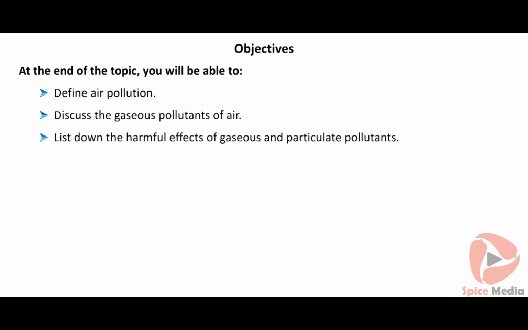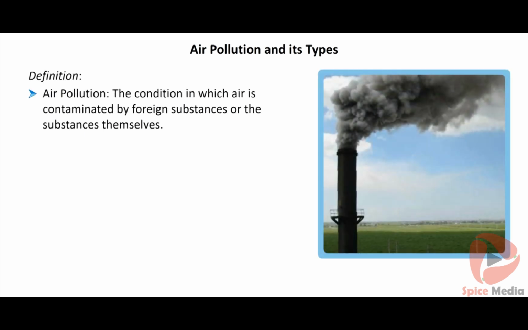At the end of the topic, you will be able to define air pollution, discuss the gaseous pollutants of air, and list down the harmful effects of gaseous and particulate pollutants, air pollution and its types. The condition in which air is contaminated by foreign substances or the substances themselves is called air pollution.